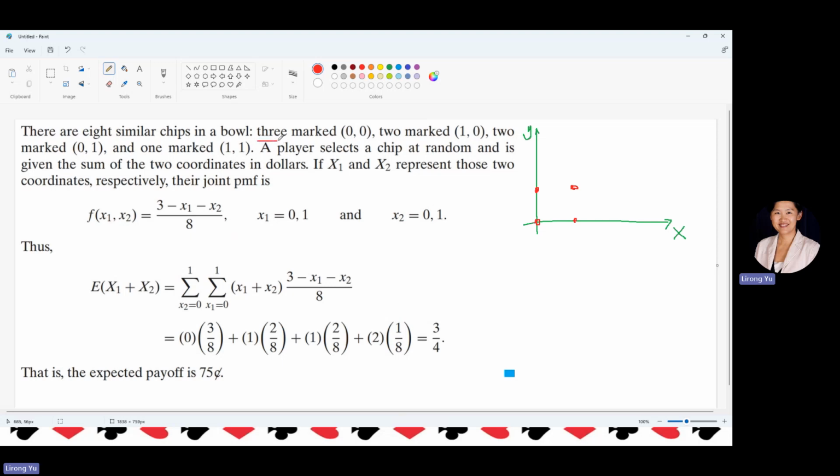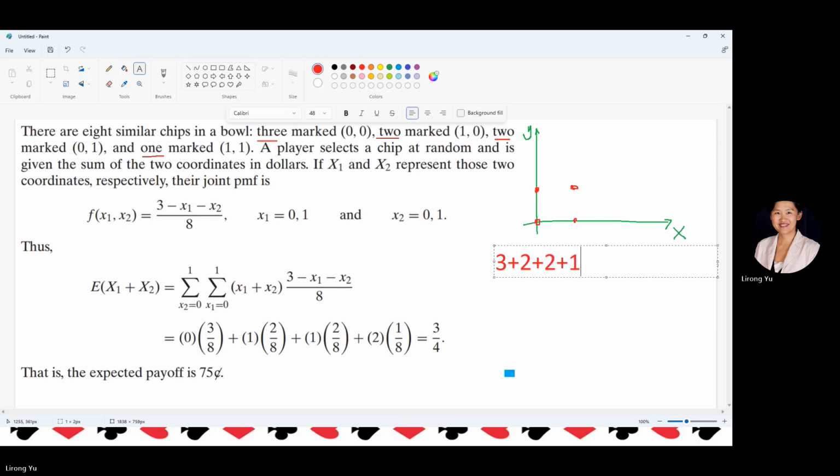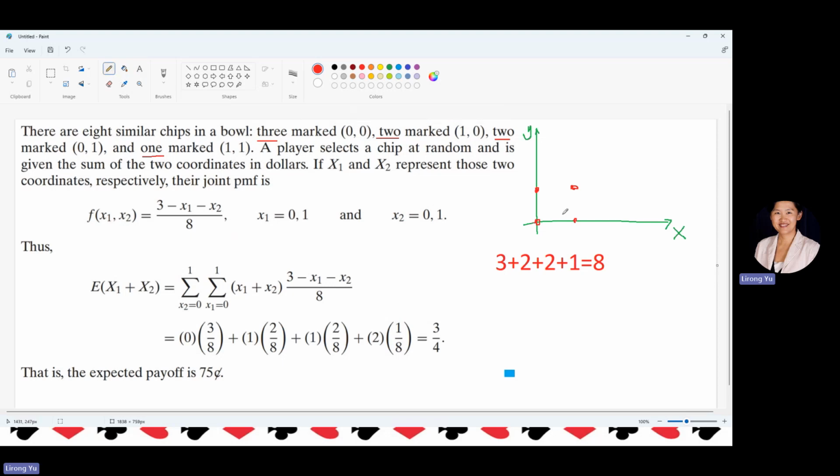Then all these numbers, there's 3, 2, 2, 1. What's the total? 3 plus 2 plus 2 plus 1. Right? So this is 8, right? So the probability for (0,0), since there are 3 chips, is 3 over 8. For this one, there are 2 of them, so it's 2 over 8, 2 over 8. And this is 1 over 8. Altogether, it equals 1, right?